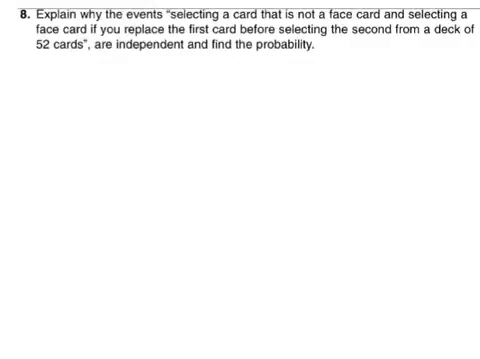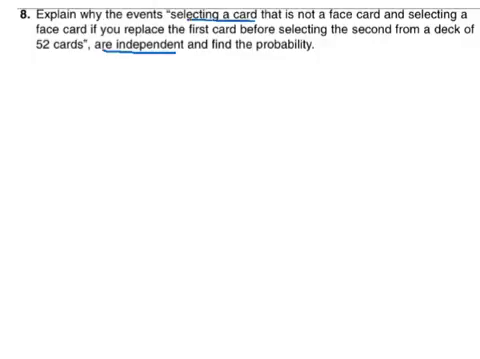Alright, Algebra 2. First it says, explain why the events selecting a card that is not a face card and selecting a face card, if you replace the first card before selecting the second from a deck of 52 cards, are independent, and find the probability. I know the problem with this question is the wording first, but let's just break it down. We need to identify whether it's independent, or why it's independent.